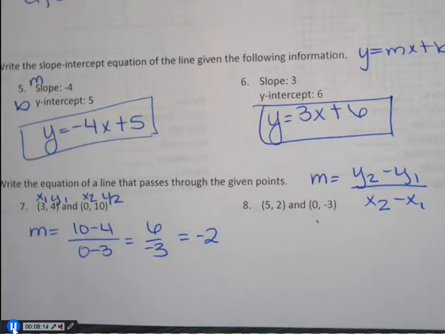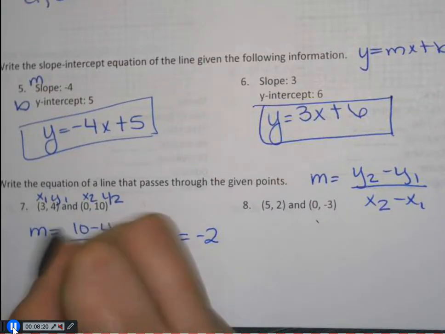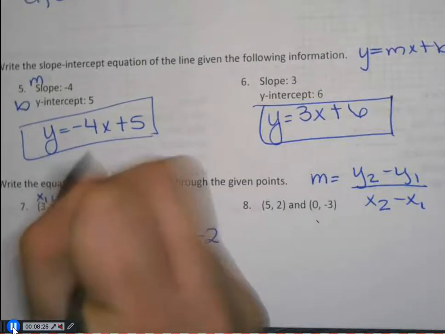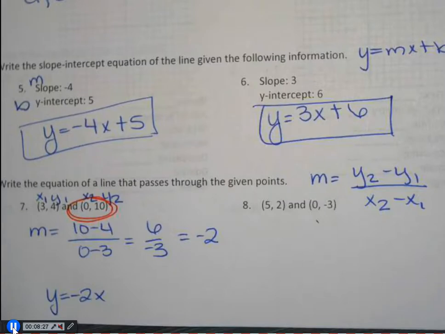It turns into negative 2. Okay, so I also need to write the equation of the line. So this is my slope. And my y-intercept on these problems will always be the number with the 0. Armando, it will always be the one with the 0.